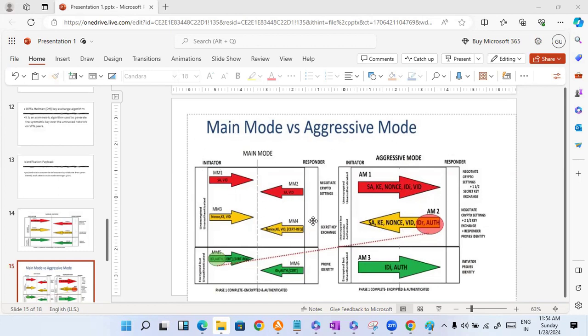Any questions? So the main mode has a certificate field, right? In the aggressive mode, is there no certificate negotiation? No, there is a certificate negotiation in the third message. You can combine message one and message three, and that will be message one in the aggressive mode. And message two and four you will combine, and that will be message two in the aggressive mode. You can relate to this.